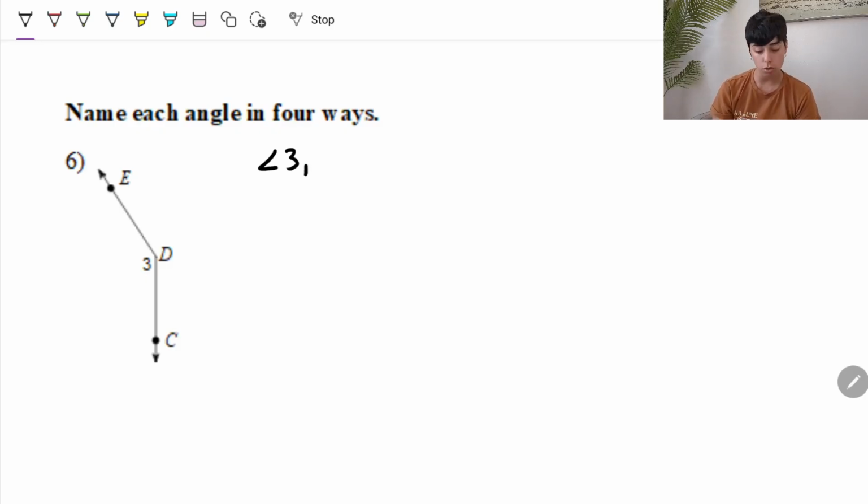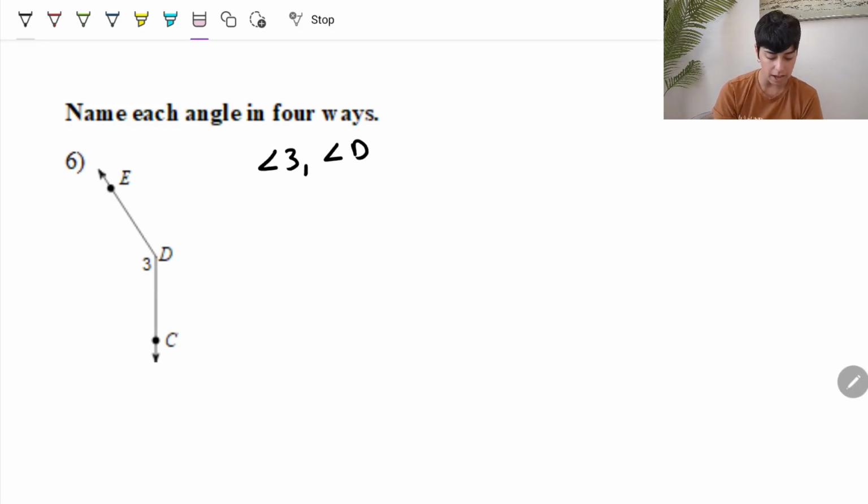Another easy way is to use the vertex. So that is the corner of our angle. So we could name this angle D. And that should be enough for most angles unless there's another angle with the same vertex. And that's when we need to get a little more specific so we know what angle we're talking about.